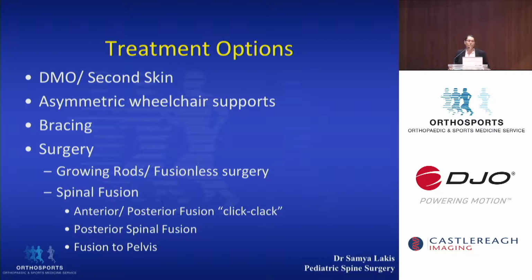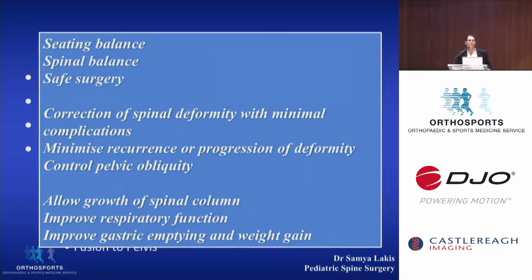Surgery: we tend to do growing rods or fusionless surgery currently, and that's one of the new techniques that I'd like to talk to you about. The traditional technique is a long posterior spinal fusion, and you could do a front and back, or just a posterior, and the other consideration is whether or not you need to go to the pelvis. Our non-operative and operative aims are actually the same. What we really want to do is get these children sitting well, have good spinal balance, and ideally offer a safe treatment option that maximises their lung function, their quality of life and their gastroenteric feeding, and minimises complications.